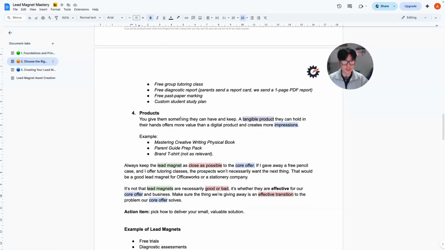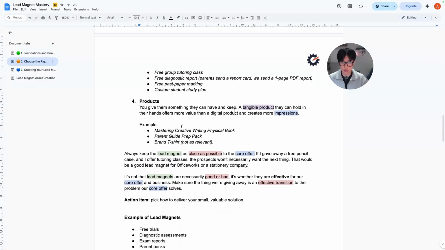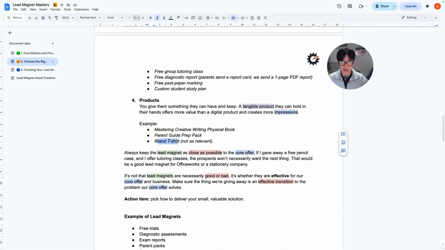And the last one, which is a little bit less relevant for our market, is product. You give them something they can have and keep. It's a tangible product they can hold in their hands that offers more value than a digital product and creates more impressions. Because of course, holding something in your hand and seeing it more often works much more than a digital product, but it's a bit less relevant for what we do. You can of course print out a parent guide, a prep pack, a physical book or a brand t-shirt, although that's not as relevant. You can if you'd like to.